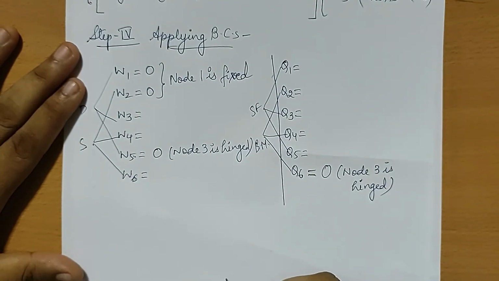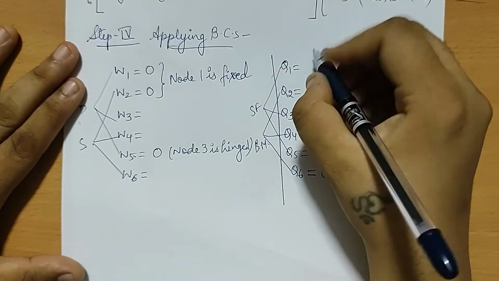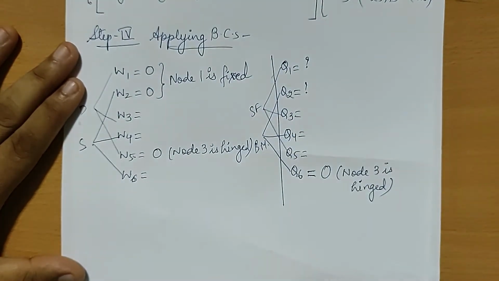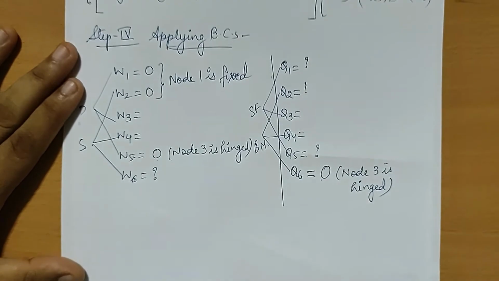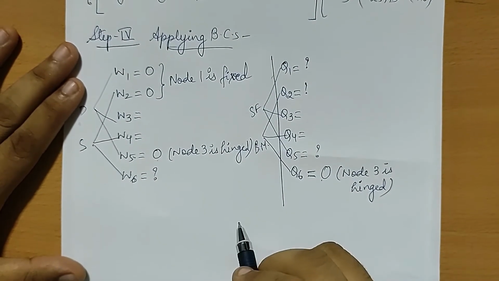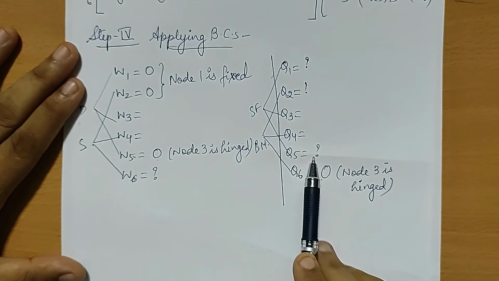Now by using FEA rules, look how quickly I can fill it up. These two are 0, so the ones in front of them have to be question mark. This is 0, this is question mark, this is 0, so this will be question mark. Since it's a 6 by 6 matrix, I can afford only 6 unknowns. 1, 2, 3, 4. 4 unknowns are done.